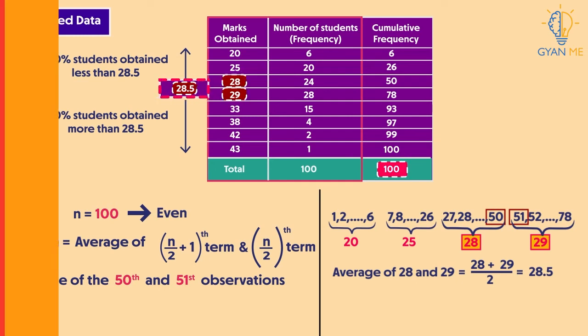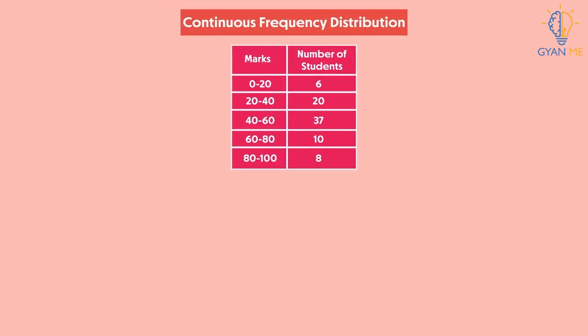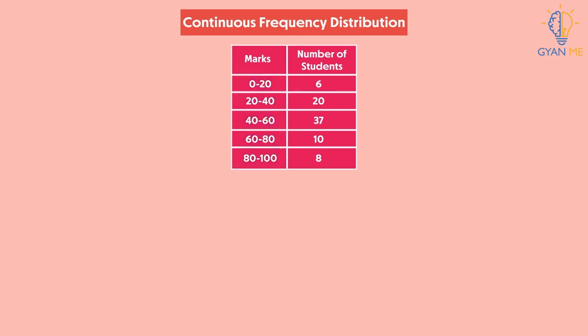But what if we have a grouped but continuous frequency distribution table like this one? Yes, here we are given class intervals and their respective frequencies. This table shows marks obtained by 81 students in some test. Now to calculate the median of this data with the class intervals, we have to use a formula, which is M is equal to L plus (N by 2 minus CF) upon F, whole multiplied by H.